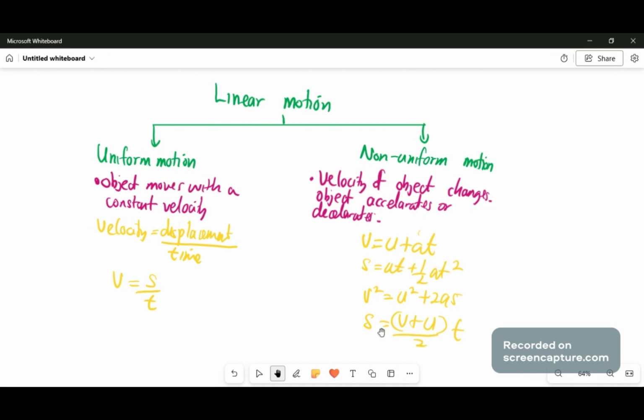So when you are given a question in the exam, first read the question and identify whether it's a uniform motion or a non-uniform motion. If it's a non-uniform motion, you have to go with one of these four equations, and if it's a uniform motion, you have to go with the velocity equals displacement over time equation.